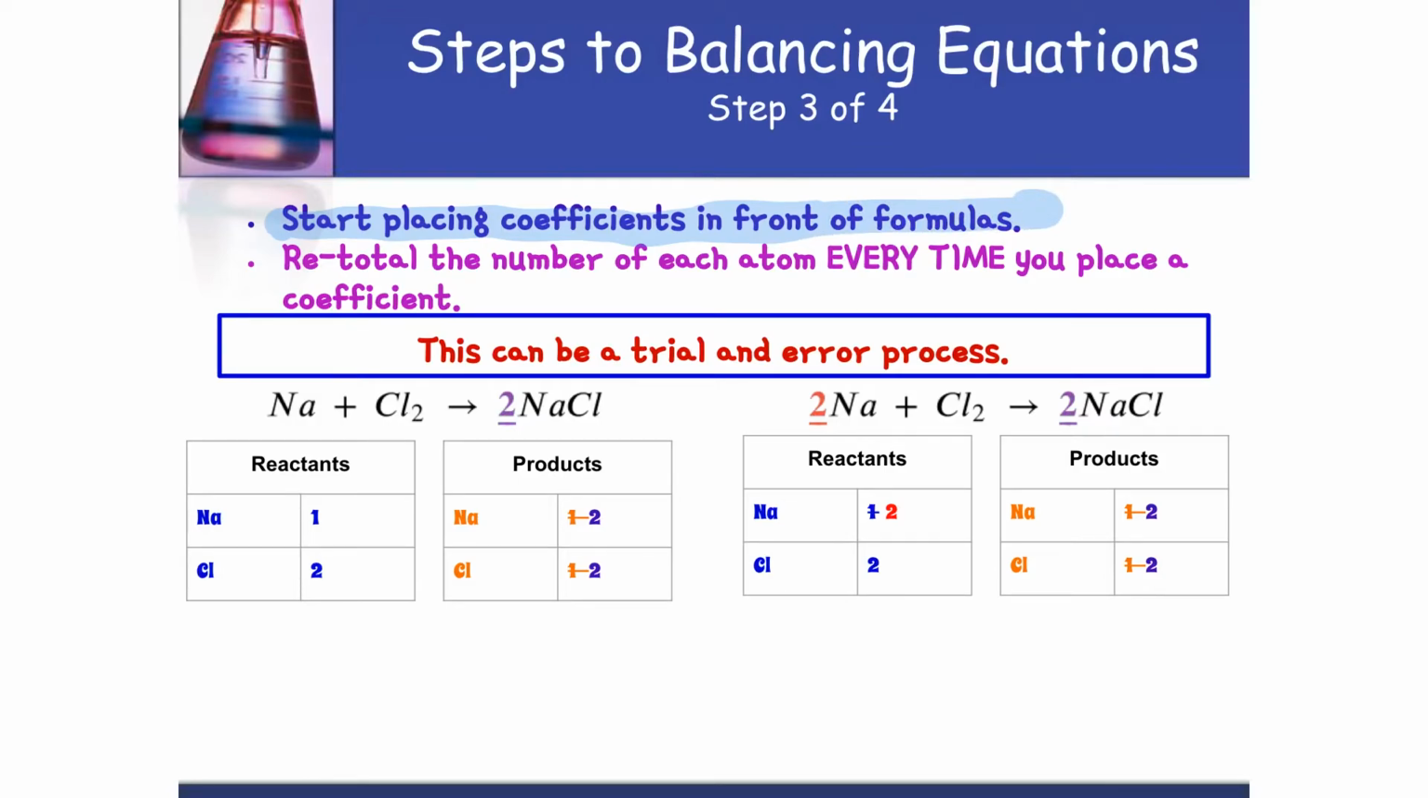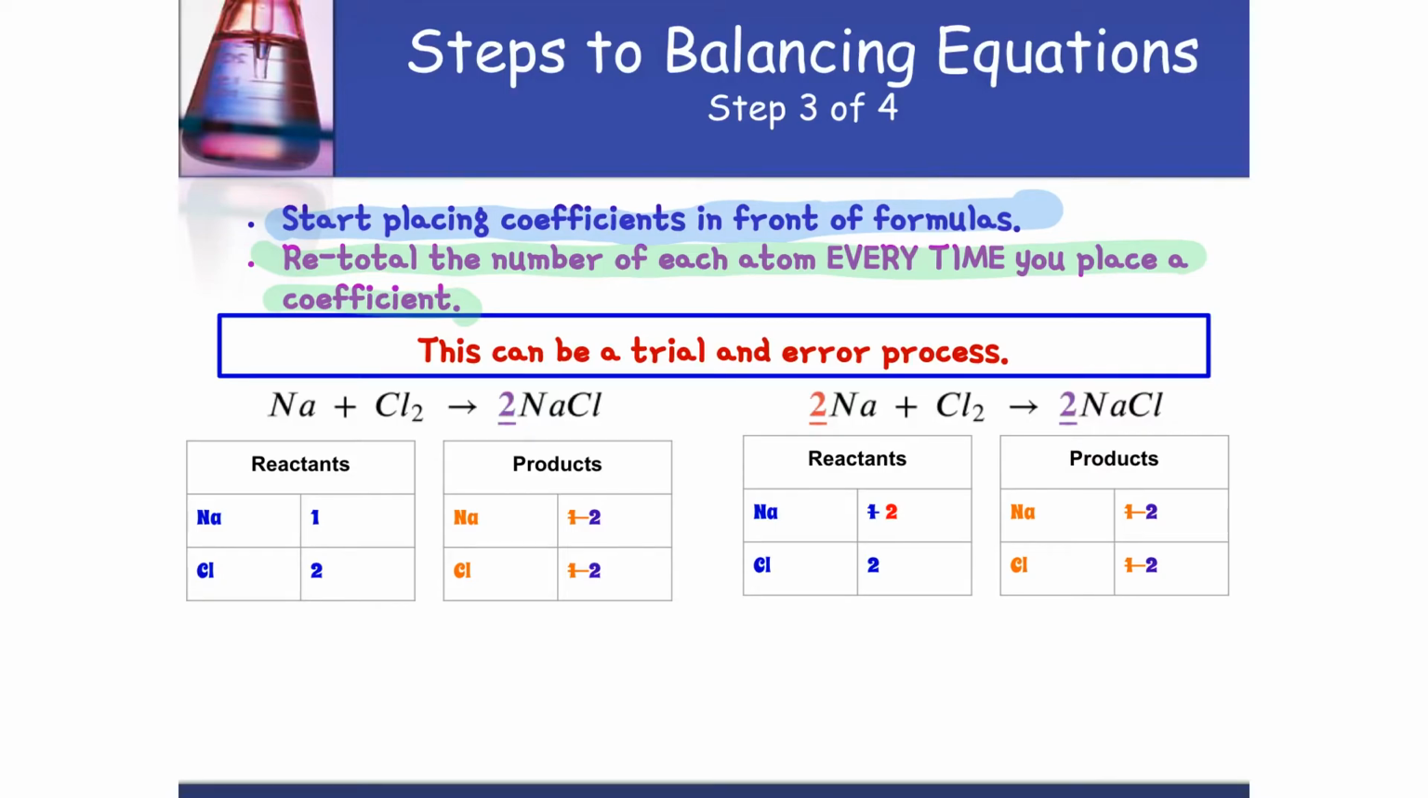Retotal the number of each atom every time you place a coefficient. And it's a trial and error process. You'll do one thing and it'll change, and then you've got to go back and change another, and that's okay. You just keep doing this process until you get the same number of atoms on the reactant side as you have on the product side.